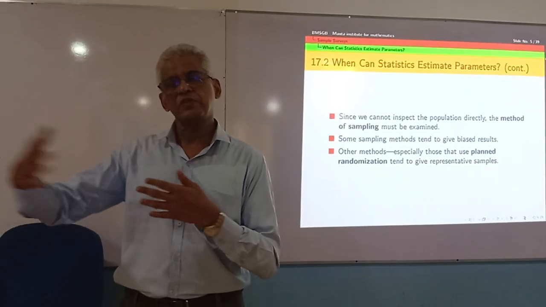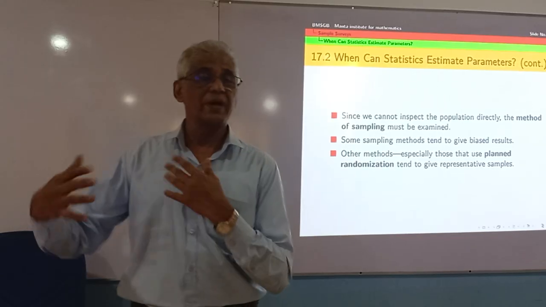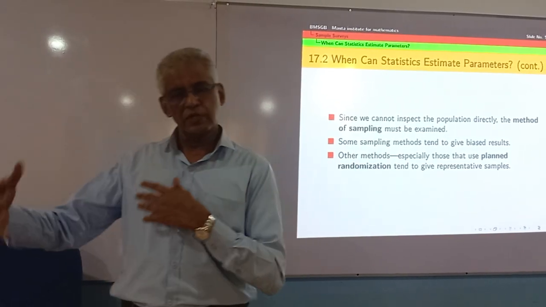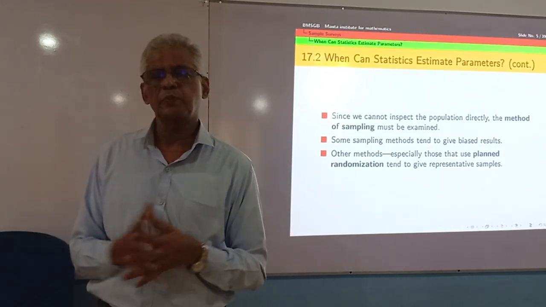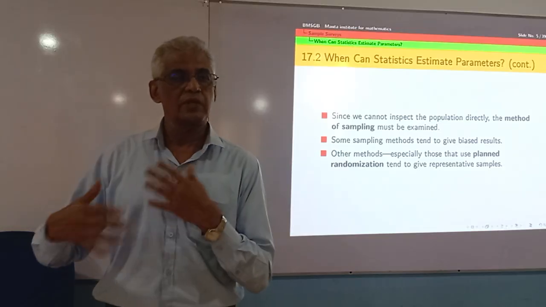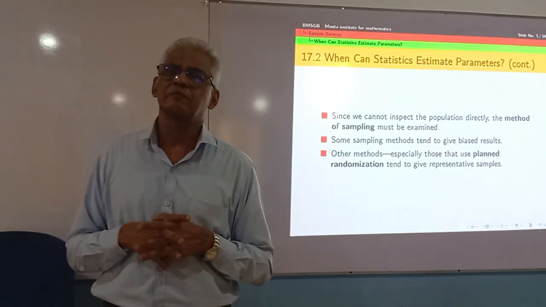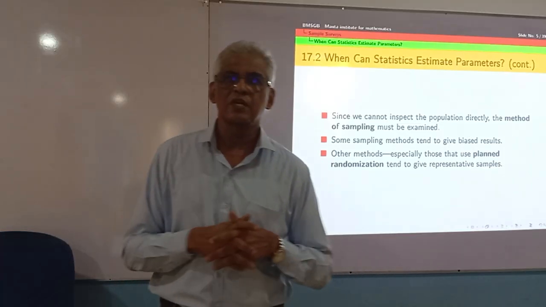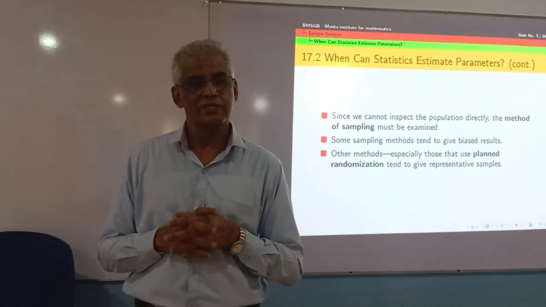Some of these non-probability sampling methods usually give something called biased results. But usually the random sampling methods are well accepted. They usually provide you representative samples and therefore the results will usually be unbiased. So the general recommendation that any statistician can give is, whenever possible, use a random sampling method to collect data.